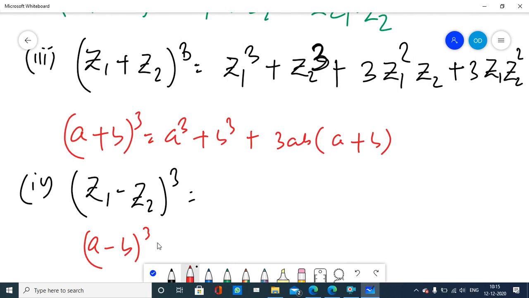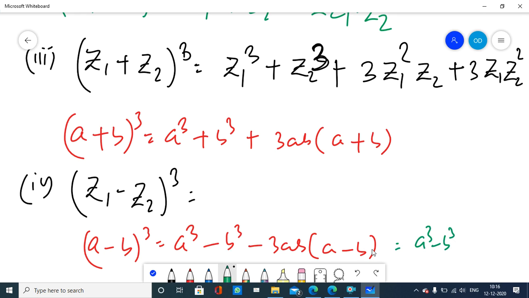Okay. Now you remember there was a formula (a minus b) whole cube. Well, the easier version of the (a minus b) whole cube formula is a cube minus b cube minus 3ab into (a minus b). Very simple. Just in place of plus, here everywhere there is minus. Now if you expand it, what do you get? A cube minus b cube minus 3a square b, then minus minus plus 3ab square.